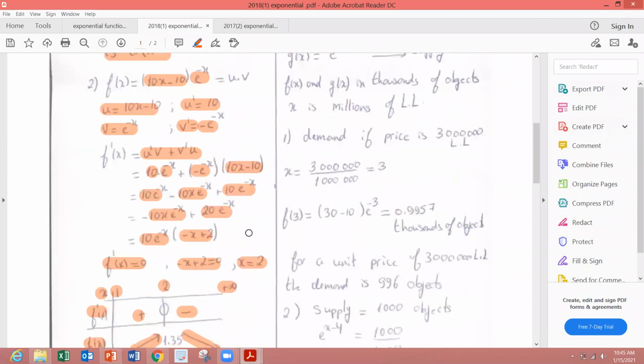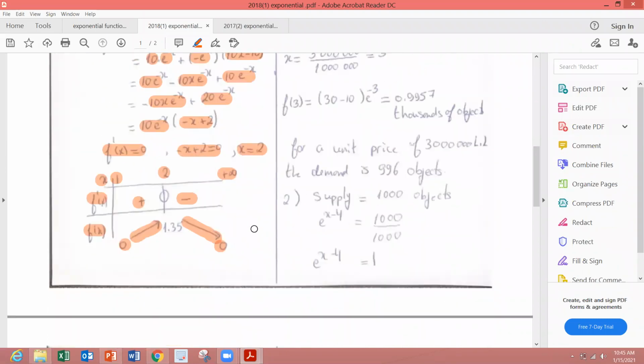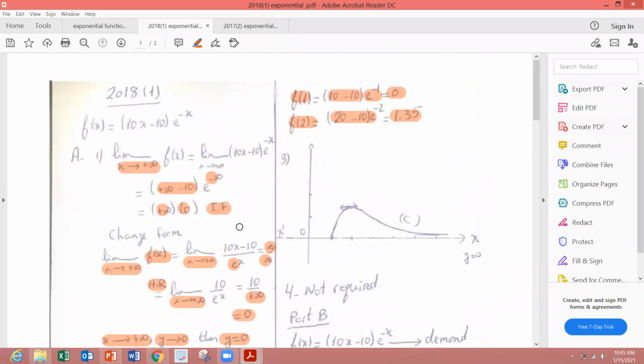Did you copy the table of variations? Yes. Okay. Now it's required to draw the curve, part 3. To draw the curve, we draw the orthonormal system. The horizontal asymptote, what is the horizontal asymptote? y equal to 0. This is the horizontal asymptote.